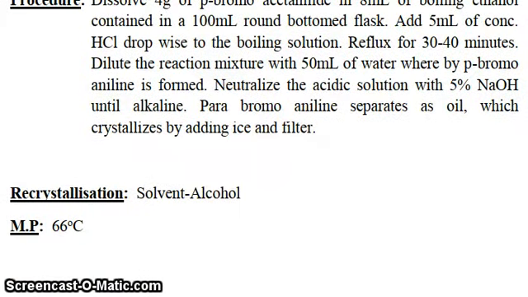Dissolve 4 grams of parabromoacetanilide in 8 ml of boiling ethanol in a 100 ml round bottom flask. Add 5 ml of conc HCl dropwise to the boiling solution. Reflux for 30 to 40 minutes. Dilute the reaction mixture with 50 ml of water, whereby parabromoaniline is formed.